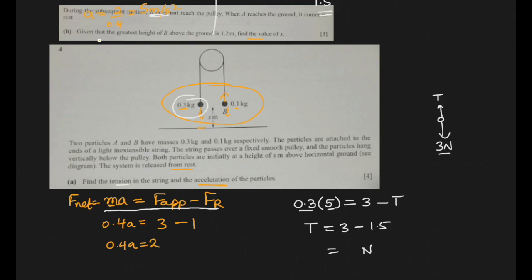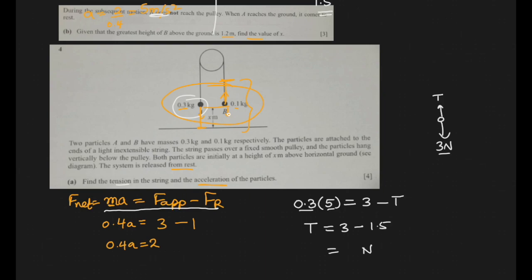Given that the greatest height of B above the ground is 1.2 meters, find the value of X. So greatest height, you will think that it will come down and hit this. This will go up and reach somewhere here, and from here the greatest height of B is 1.2 meters. So this is X, that is X, so it should be half of this. No, they're not expecting this from you.